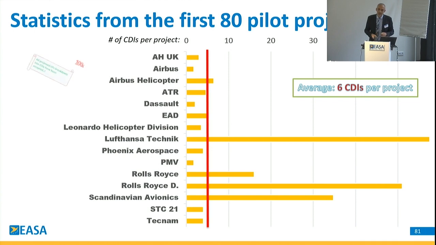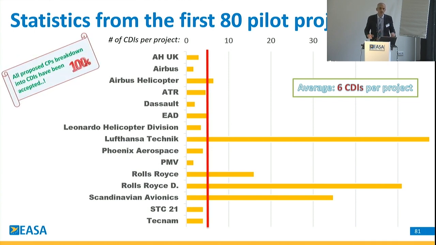Nevertheless, we accepted all the CDIs proposed. So 100% of the CDIs proposed were accepted. In no cases did we reject a breakdown of the certification program because we disagreed with the way the applicant decided to break down into meaningful groups. These projects were mainly major changes, STC. In one case we had a derivative product, but all the others were major changes or STC.